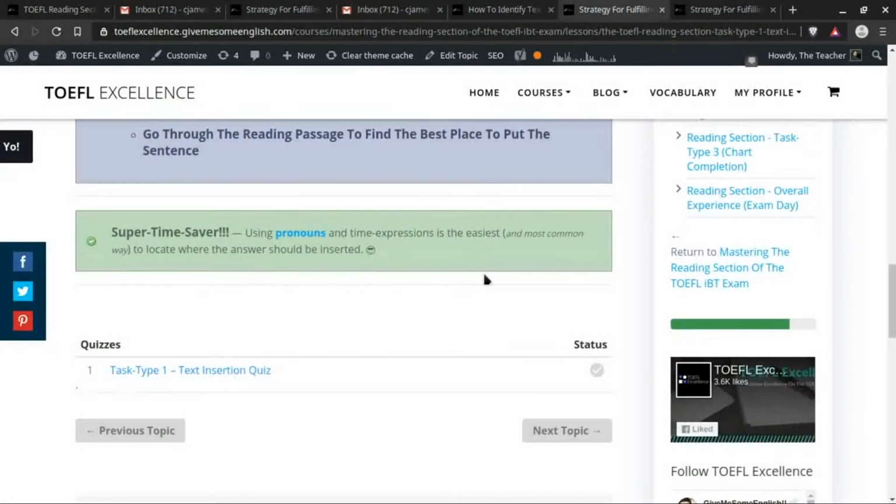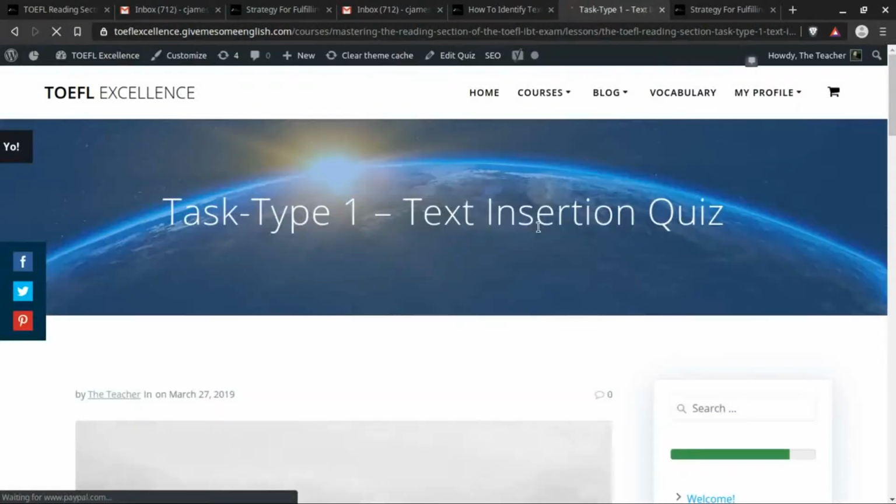And as a time saver, one of the easiest ways that you can do this task type is if they use pronouns. That's really easy. Or if you see time expressions like before, after, at the same time, while, all of those time expressions will give you a great idea of where the sentence goes. So let's take a look at the quiz that you hopefully already did.